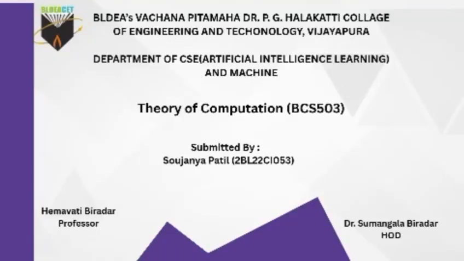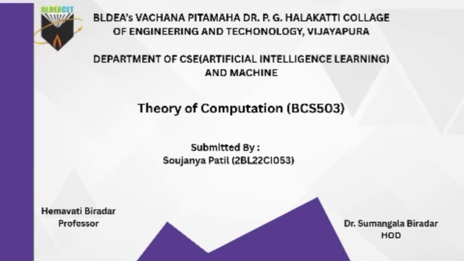Today I will explain three important topics from theory of computation. The first one is all about acceptance of a Turing machine, second languages of a Turing machine, and the last instantaneous description. Before that, let me briefly recall what a Turing machine is.